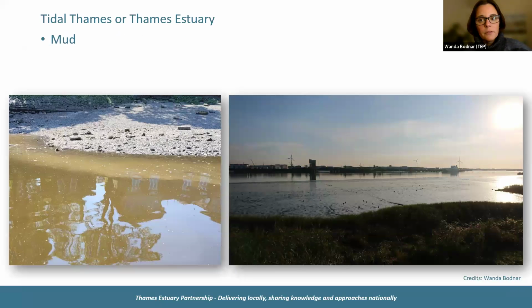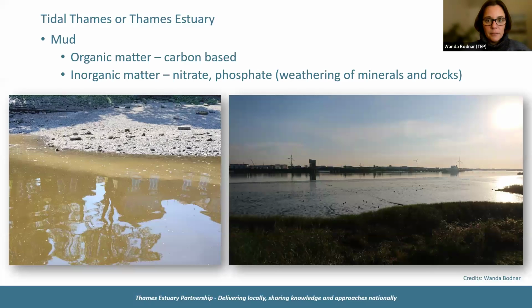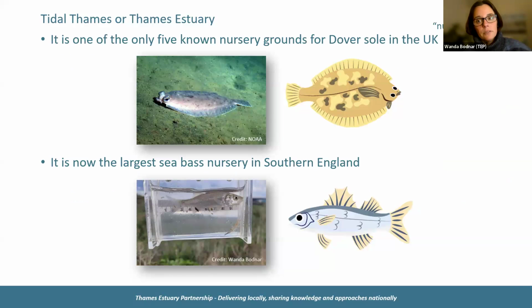I've talked about the source of mud in the Thames earlier. Mud is somewhat of a magic ingredient because it carries both organic and inorganic matter, and this makes the estuary a very productive system. And because of all these intertidal habitats and this magic mud, the Thames is a very important nursery area for fish. It is one of the only 5 known nursery grounds for Dover sole in the UK, and it is now the largest sea bass nursery area in southern England.